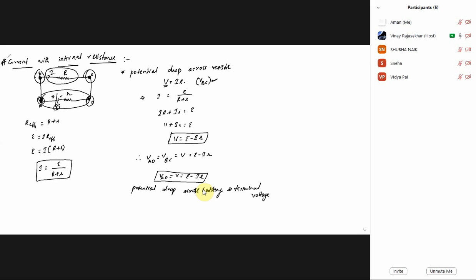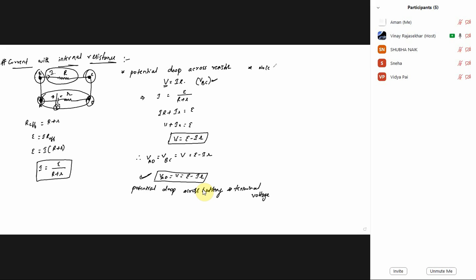Are you done with this? Yes, sir. Please remember, VAD is nothing but the potential drop across the cell or a battery. Now the next concept is, for example, take this equation. Just now we calculated an equation, right?